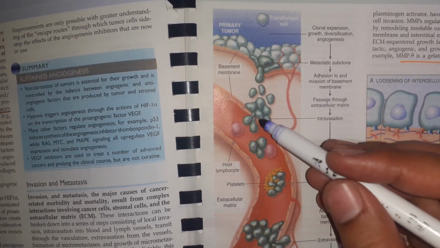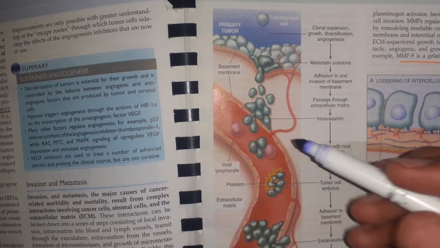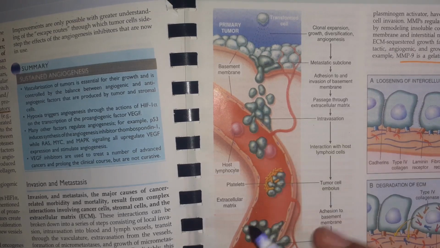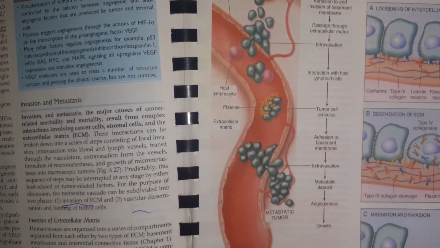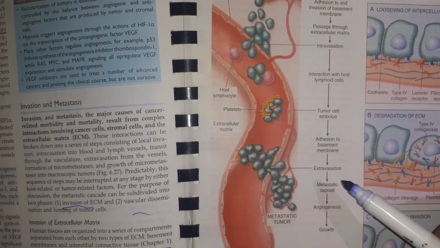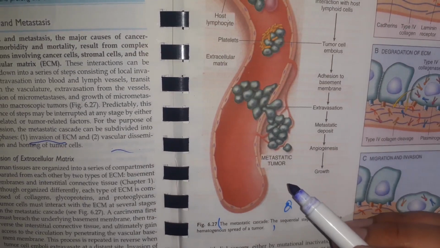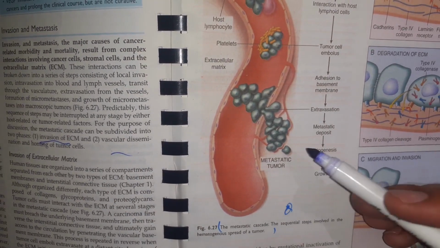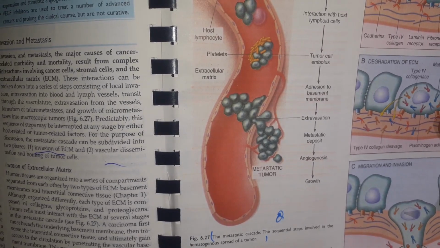It then invades the blood vessel wall and enters into the blood, and it can travel as single cells, or it can form a kind of embolus. Then it moves on here. Then it shows the process of extravasation, and after extravasation it can form a metastatic tumor or deposit at the distant site. So this is basically the process of invasion and metastasis.